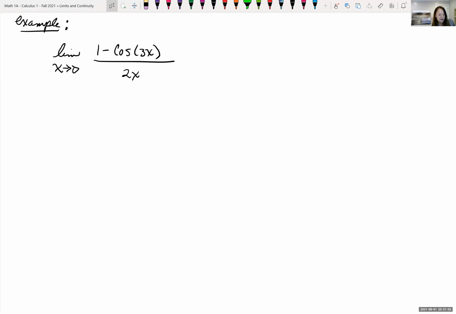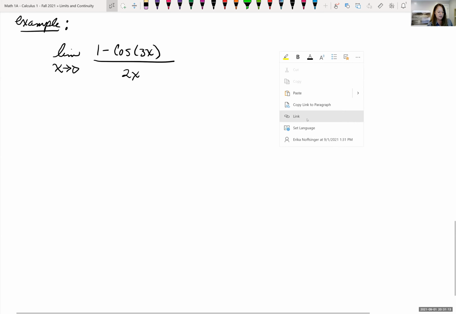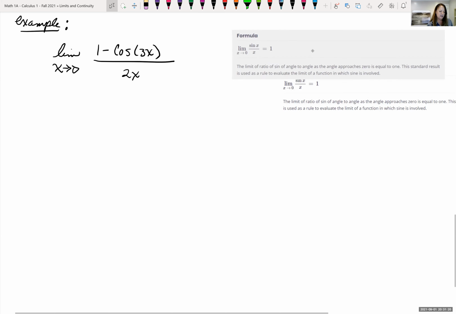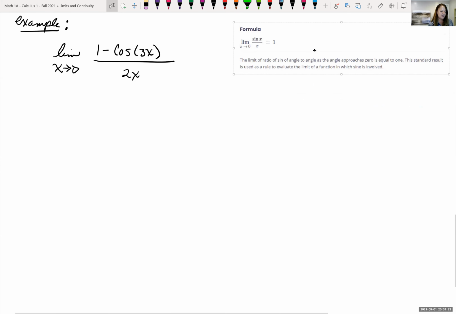So the next example, we have the limit as x approaches 0 of 1 minus cosine of 3x all over 2x. And again, we want to use that rule that we've been using all along in this lecture. The problem is, notice that there's no sine in this function. And so you want to manipulate this so that we can get this sine of x over x. You have to think back to trigonometry and some of those really huge identities that we use a lot.